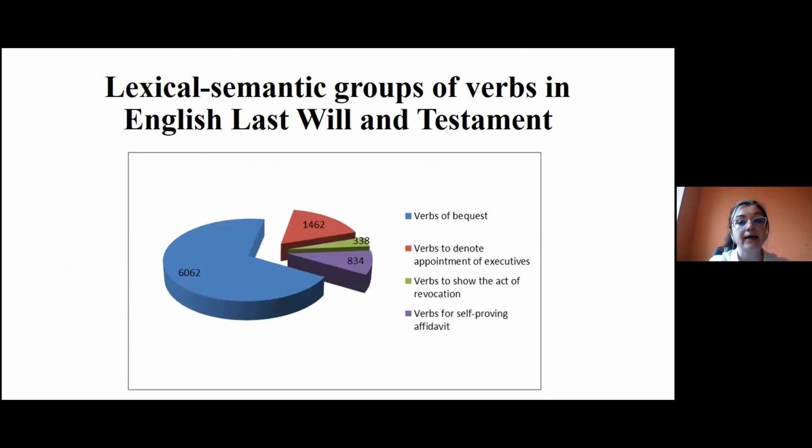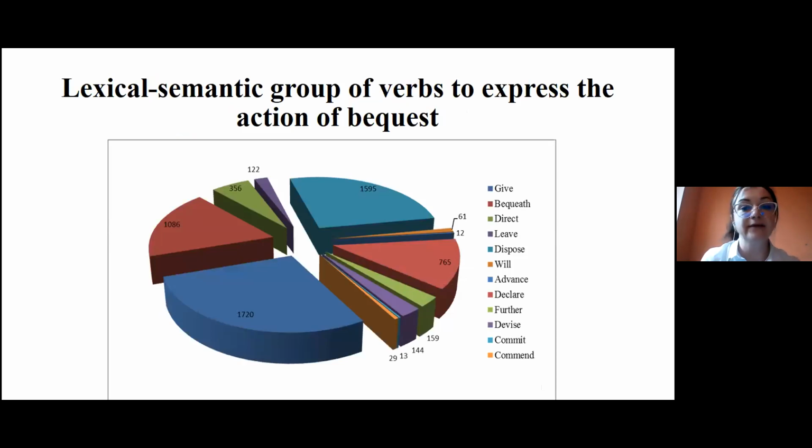Here, with the help of this algorithm, I managed to single out lexical semantic groups of verbs in last wills and testaments written in England. So here we have 4 main groups: verbs of bequest, verbs to denote appointment of executives, verbs to show the act of revocation, and verbs for self-proving affidavit. Let's look at the results of each group. The first group presents the action of bequest. Here we single out such verbs as give, bequeath, direct, leave, dispose, will, advance, declare, further, devise, commit, and command. The statistics and numbers you can see on the screen.